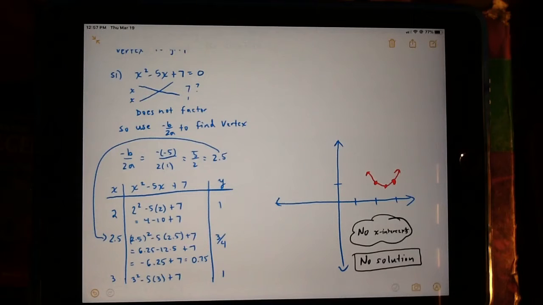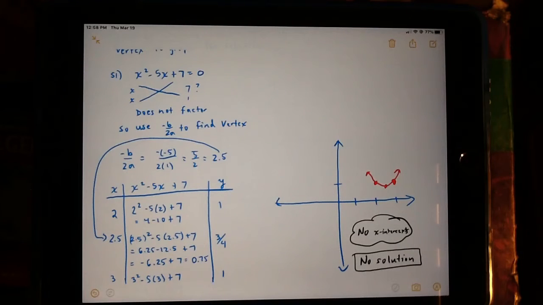Building our table of values, we're going to put 2.5 in the middle because that's our vertex. We'll pick convenient numbers above and below 2.5. I chose 2 and 3. We will plug those numbers into our x squared minus 5x plus 7, and here I am showing all of my work for working out when x is 2, 2.5, and 3, what the corresponding y values are.